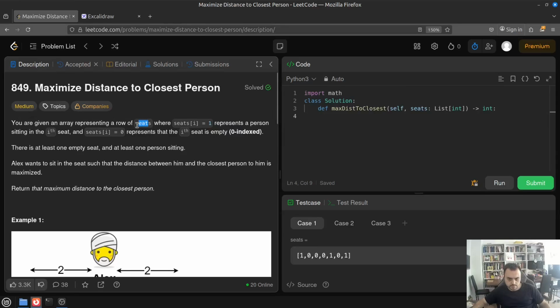This is our input called seats, where if the element is equal to 1, then it represents a person sitting there. And if it's 0, it represents an empty seat. Yeah, so there are only two options. Either we have 1 or 0 on a given place, and place corresponds to index in our input array.